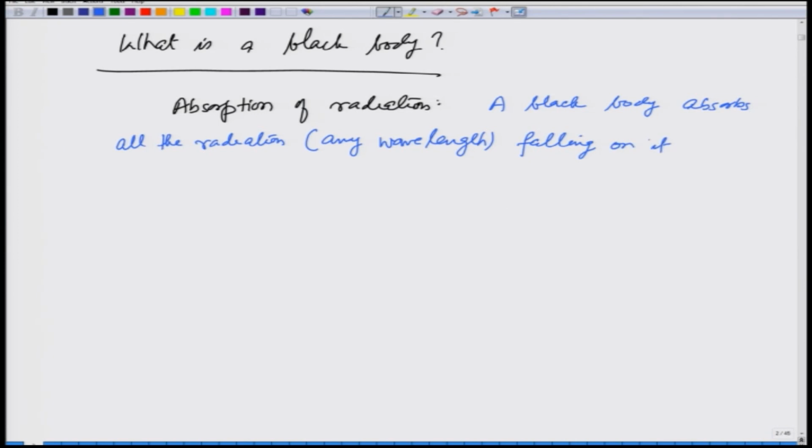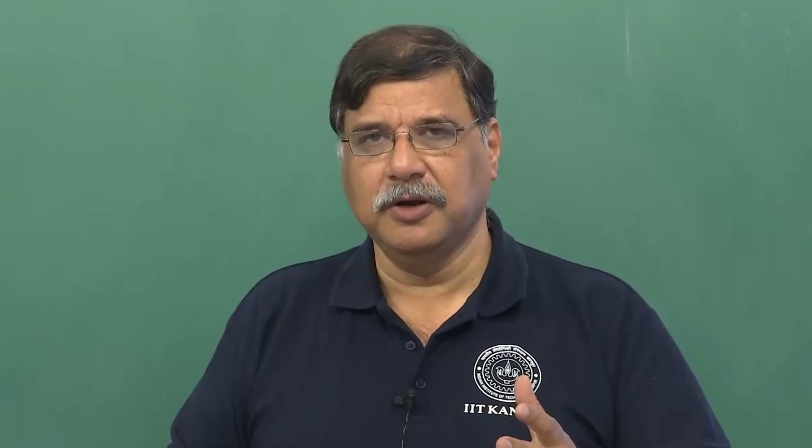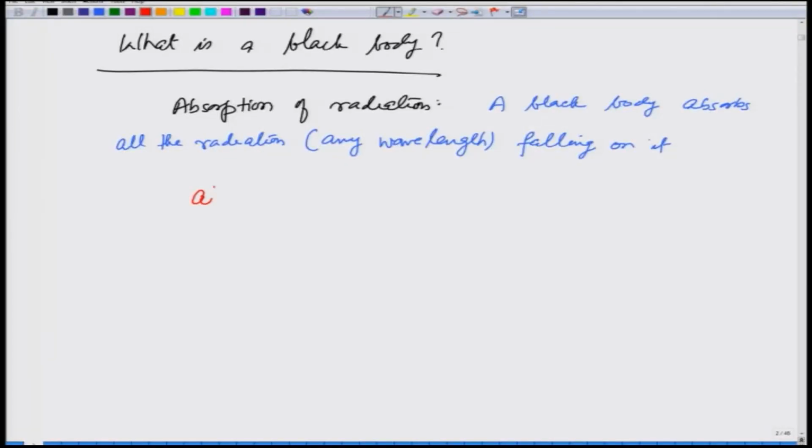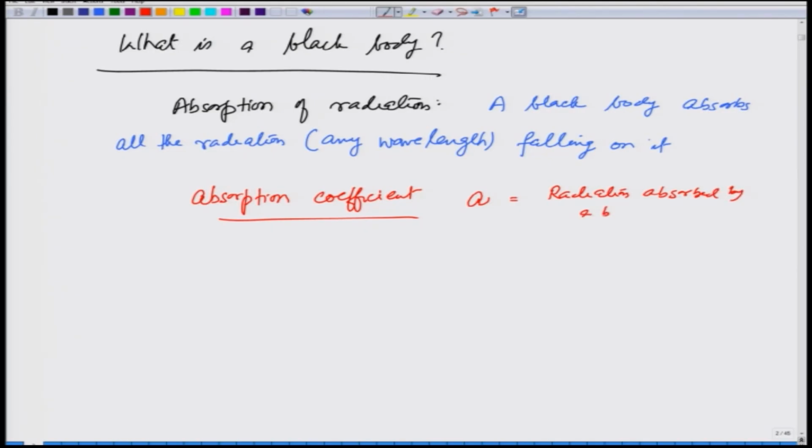There is no perfect material that forms a black body. Even the suit that you see does not absorb all the radiation, maybe 99%, but it does not absorb all the radiation falling on it or for all the wavelengths. So, with this we are going to define something called the absorption coefficient, which is A, radiation absorbed by a body divided by radiation incident on it. That is the absorption coefficient.